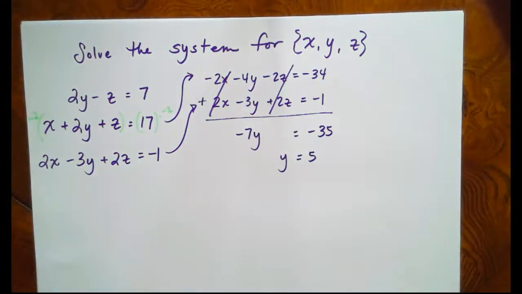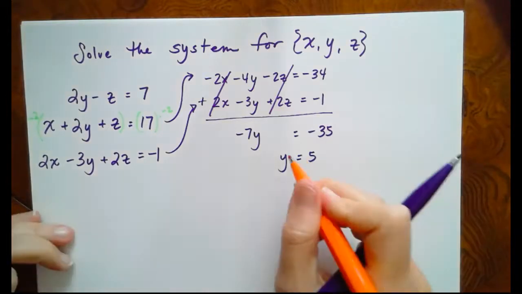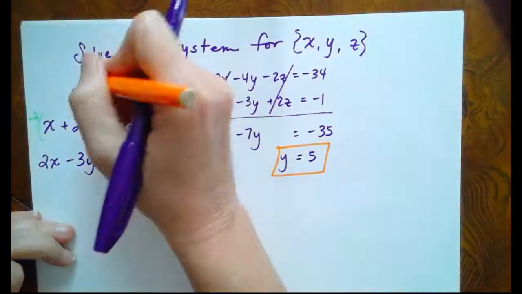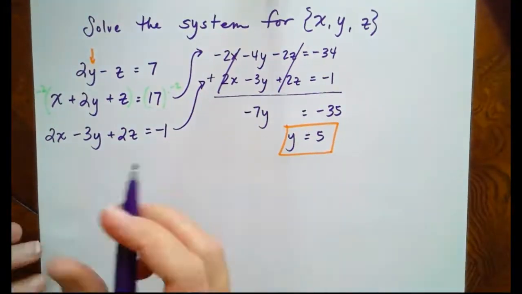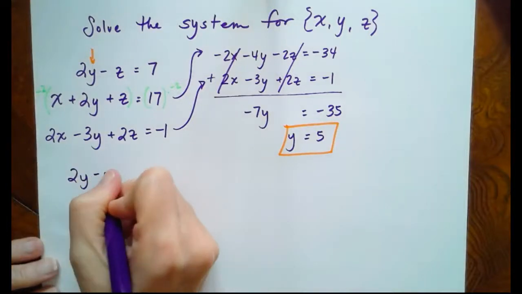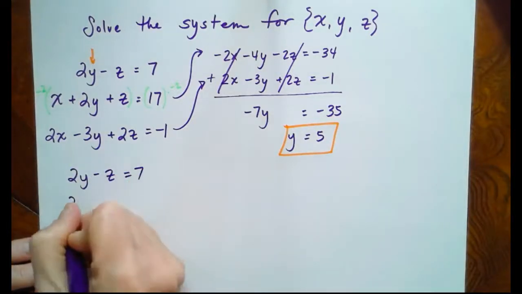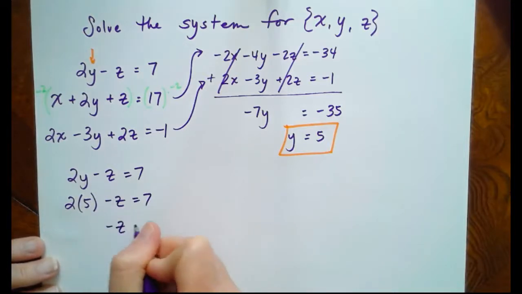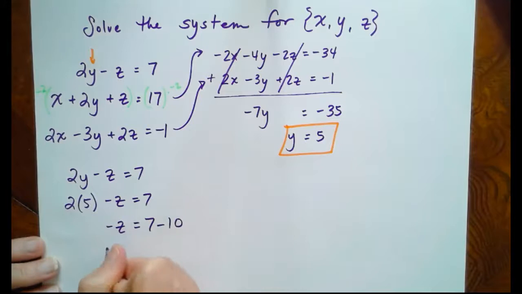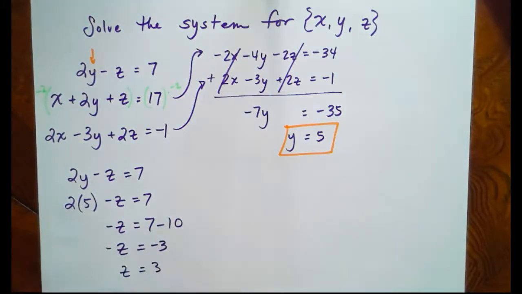So if y equals 5, and we already know that, we don't even have to make anything else cancel, because if we know that y is 5, we can plug it in here and solve for z. So let's do that. So 2y minus z equals 7. 2 times 5 minus z equals 7. So negative z equals 7 minus 10. Negative z equals negative 3. Z is 3.